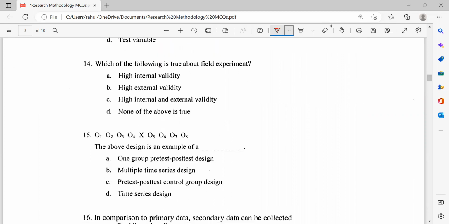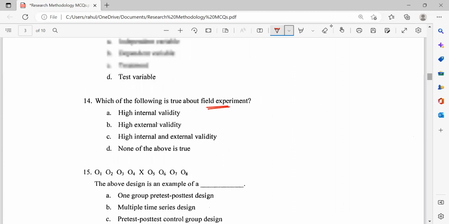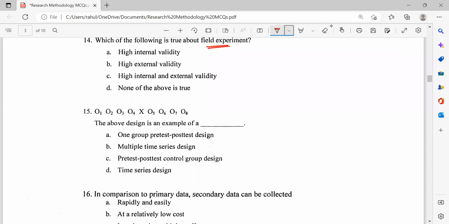Question number 14. Which of the following is true about field experiment? Right. So, option A is here. High internal validity, high external validity, high internal and external validity, none of the above. Which of the following field experiment is high external validity? Field experiment. So, high external validity.